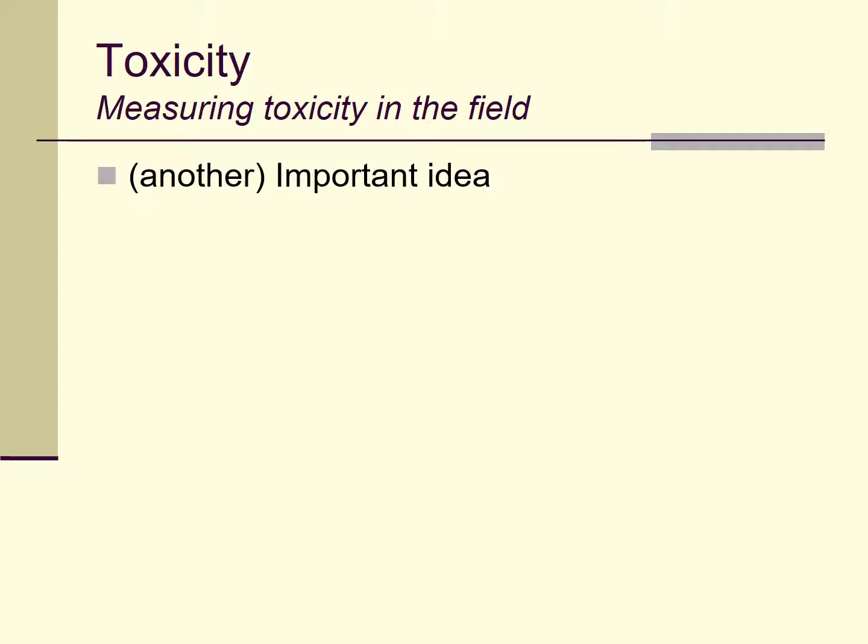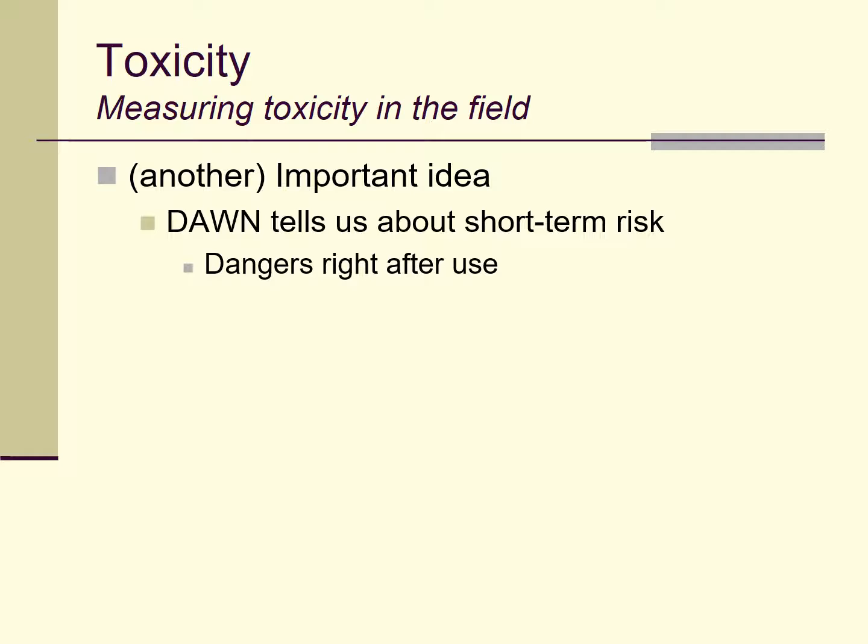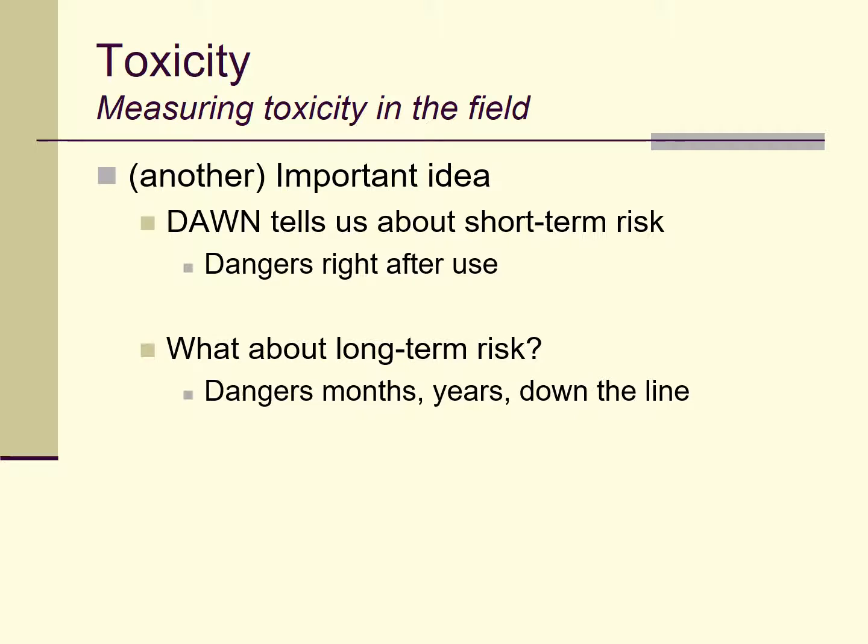An important idea I wanted to make here is that the DAWN data set really tells us about short-term risk. That is, what number of people end up in the hospital or end up dead more or less right after using a drug. You might ask, well, what about long-term risk? What about the dangers associated with drug use that may not show up for months or even years down the line?